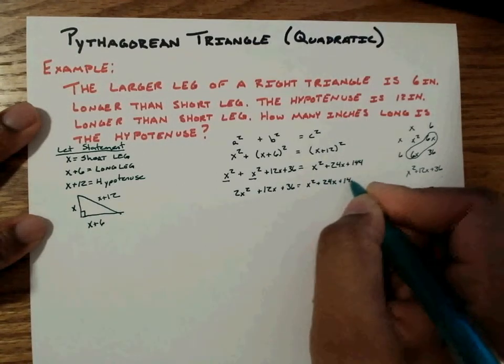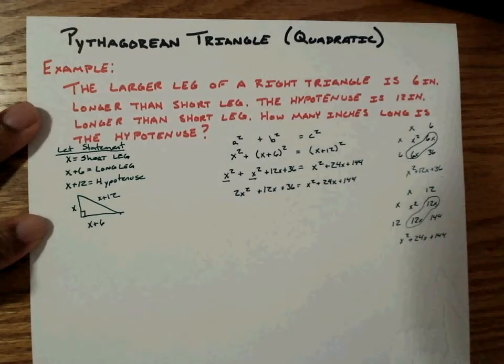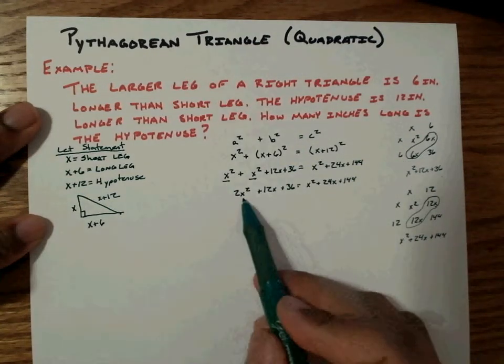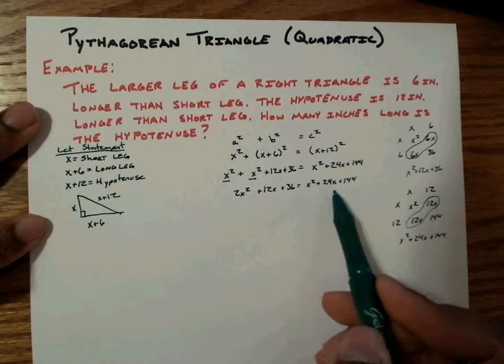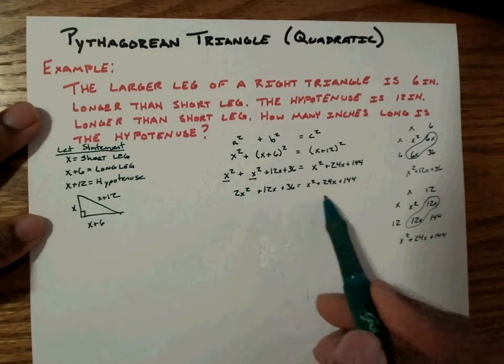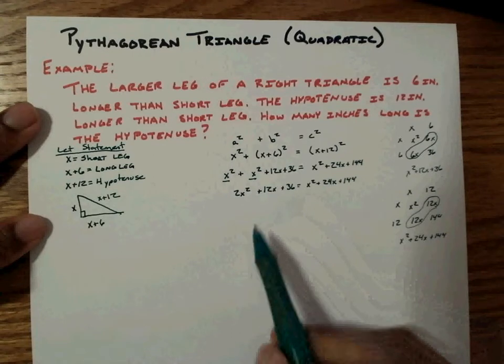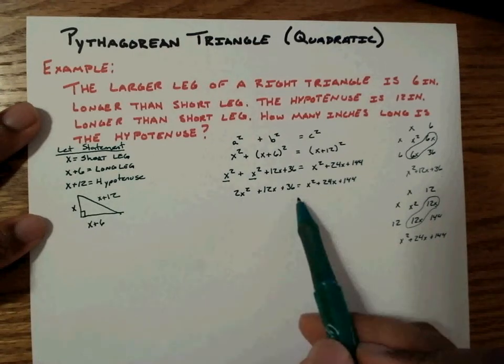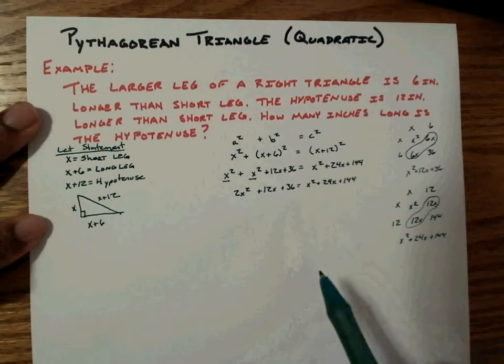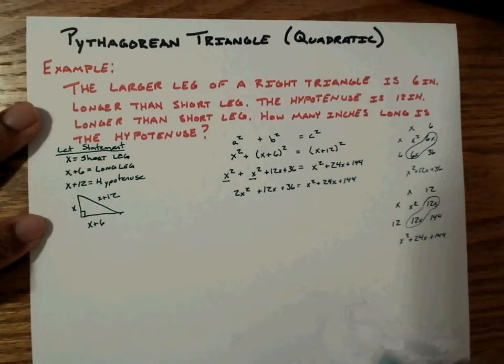And now we're still solving for x. Remember, anytime you are solving for x and you have an x squared term in the equation, you want to move everything to one side so that you get 0 on one side. So again, anytime you're solving for x and there's an x squared term in the equation, you need to get 0 on one of the sides.